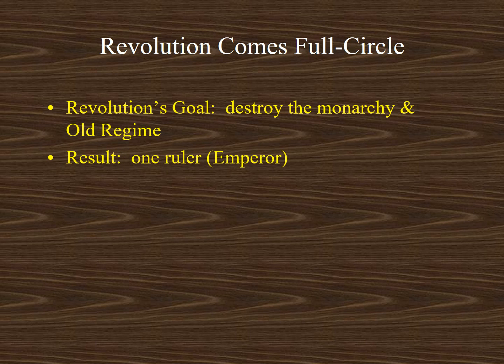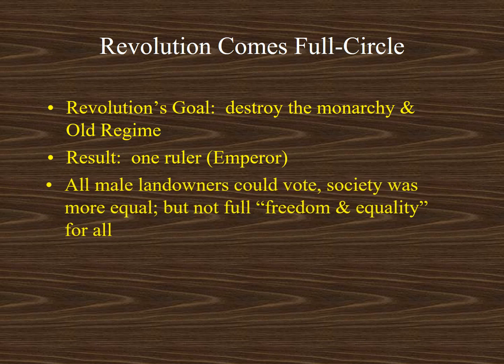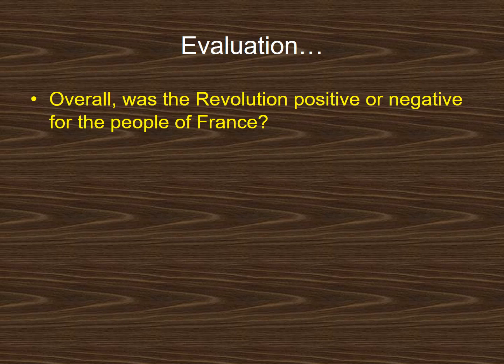Even though they ended up with an emperor, they did create a society in which all male landowners had the right to vote. Society was more equal. However, not everyone had full equality. So what I'd like you to think about is, overall, was the French Revolution positive or negative for the people of France? Yes, there was a more equal society. However, at what cost? How many people had been imprisoned or executed or died in the wars?